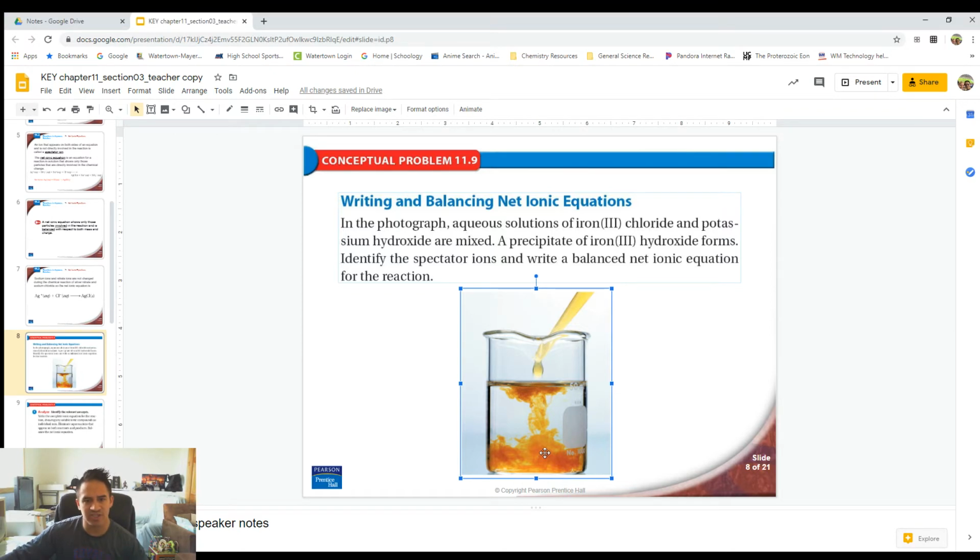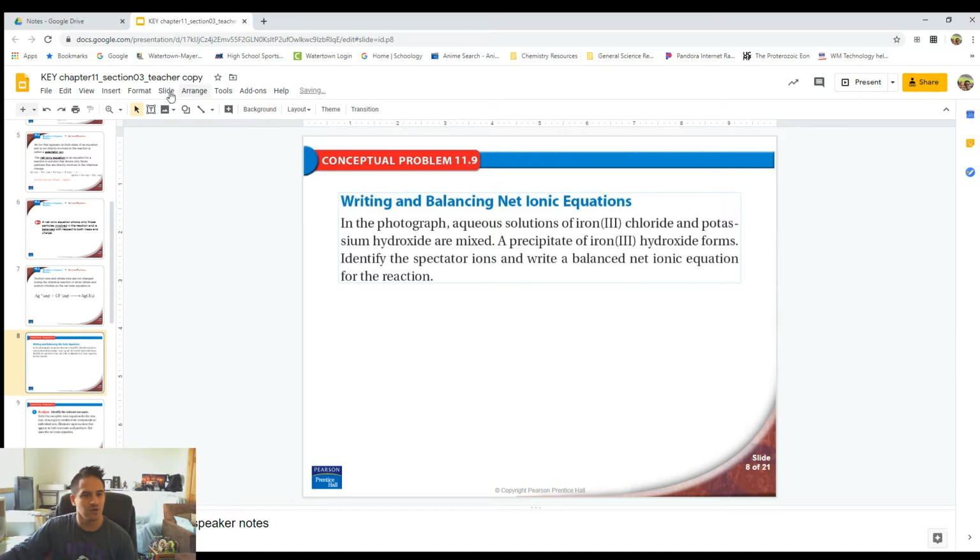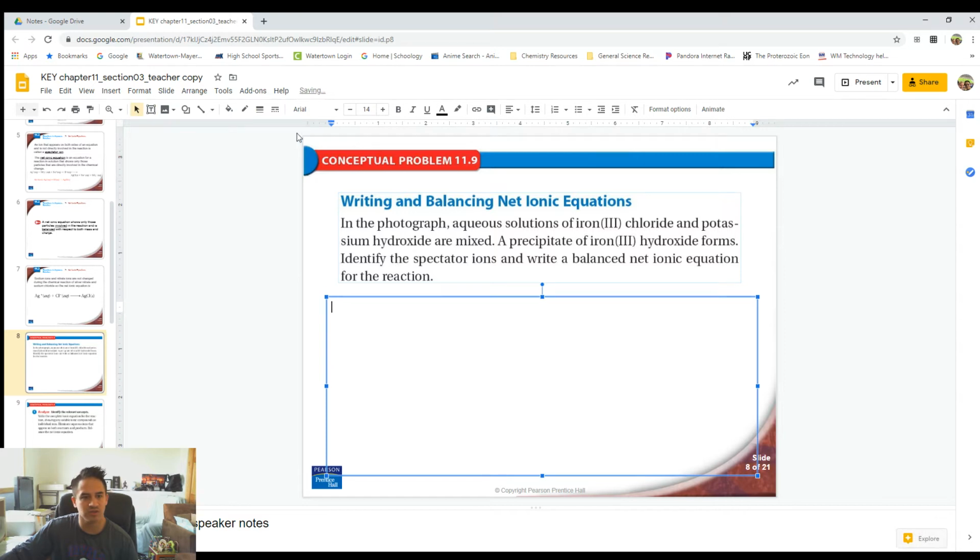So it says, identify the spectator ions and write a balanced net ionic equation. Okay, so first we have to do a couple of things here. One, we're going to write the reaction balanced first, just a regular reaction. Then we're going to write the complete ionic equation. Then we're going to write the net ionic equation. So it's going to take a little bit, but let's get started here.